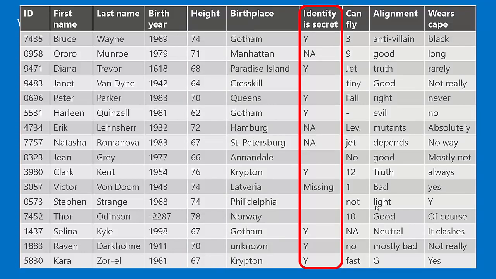This column, identity is secret. So this looks like a yes or no. Does this person have a secret identity? So in the case of Bruce Wayne, yes. In the case of Aurora Monroe, not applicable. It's not totally clear what that means. If we look down at Victor Von Doom, missing. Again, it's not totally obvious what that means. Janet Van Dyne, nothing at all. So there's some ambiguity in the data.